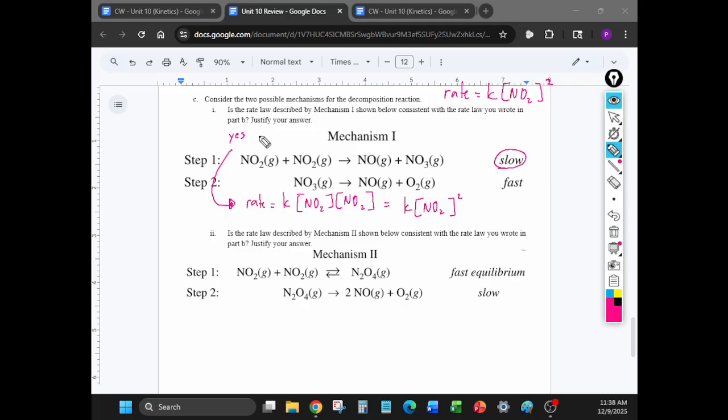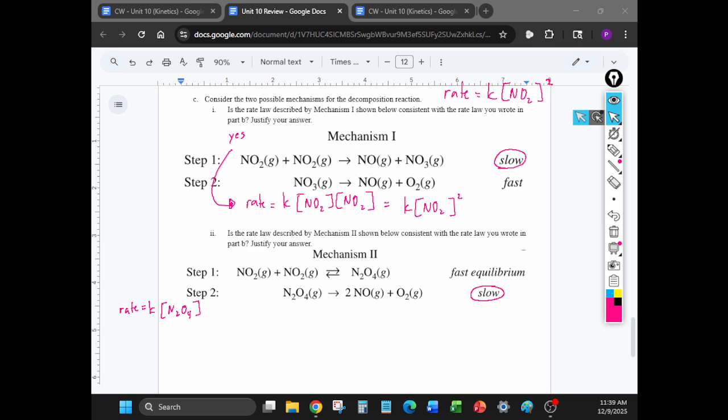Okay, let's go to 2. 2 is different. It's a different mechanism, and the problem is this is a slow step. But what's N2O4? It's an intermediate, right? So this cannot be part of the rate law. So we would have to do steady state in order to write the rate law. Because again, we cannot have N2O4 as part of the overall rate law. So let me give you about 2-3 minutes to do that. See if you can get the rate law, and then you're going to write, is it consistent with the rate law that you proposed? So try that out.